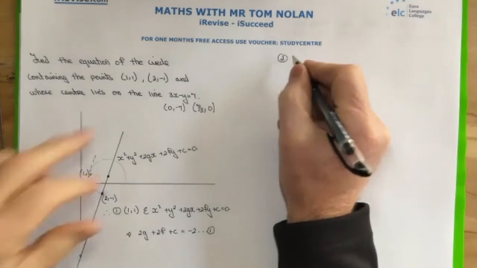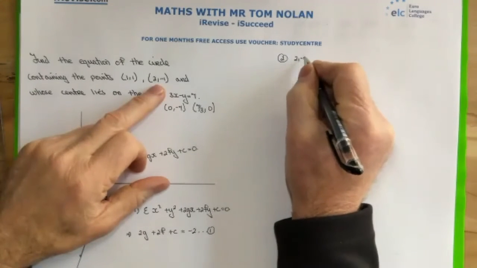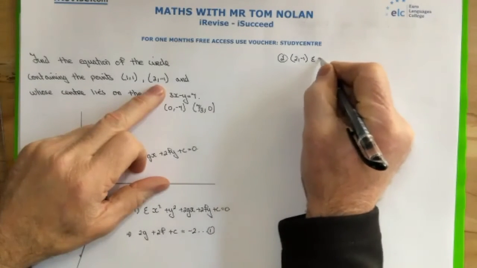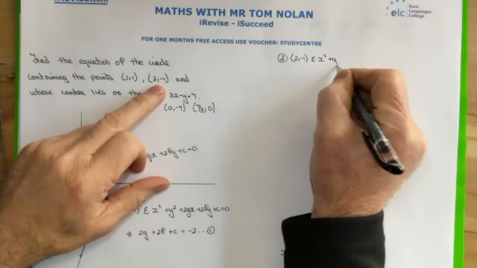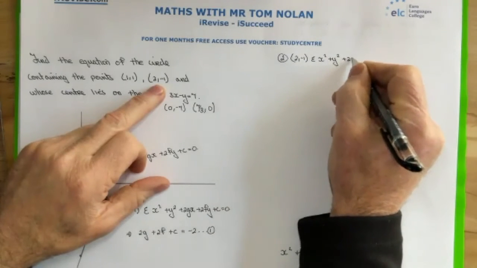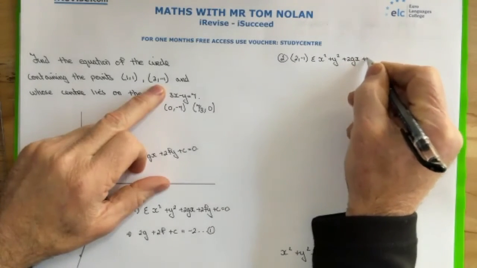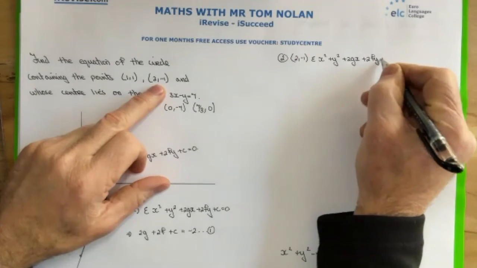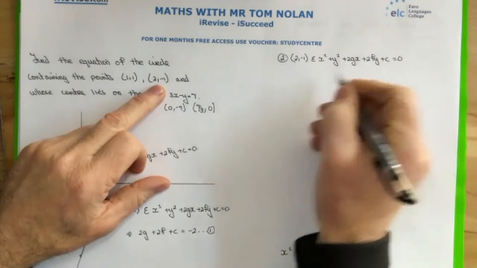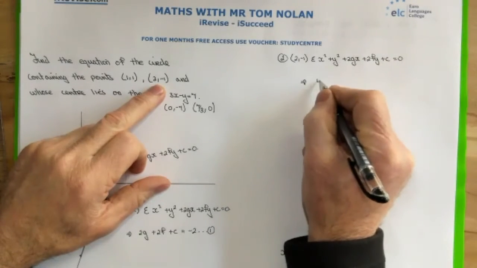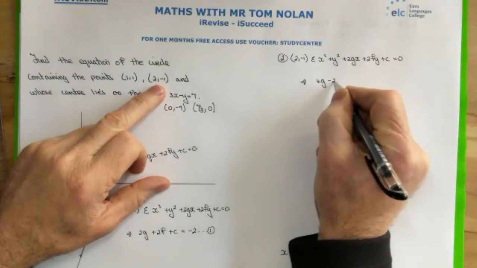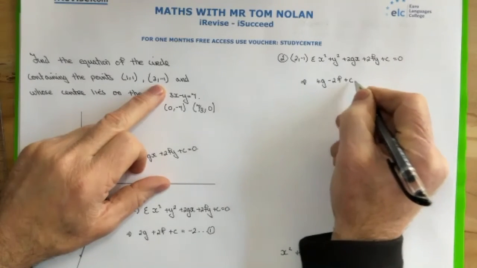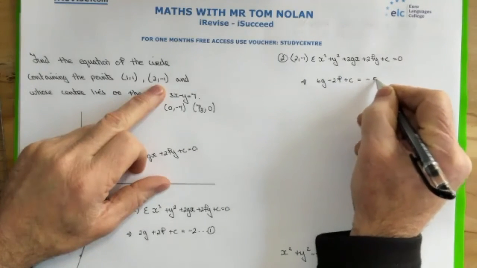The second equation is (2, -1) is an element of x squared plus y squared plus 2gx plus 2fy plus c equal to 0. And that will give me the equation 4g minus 2f plus c is equal to -5.